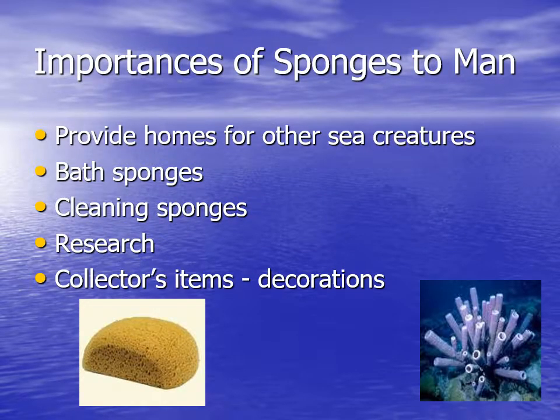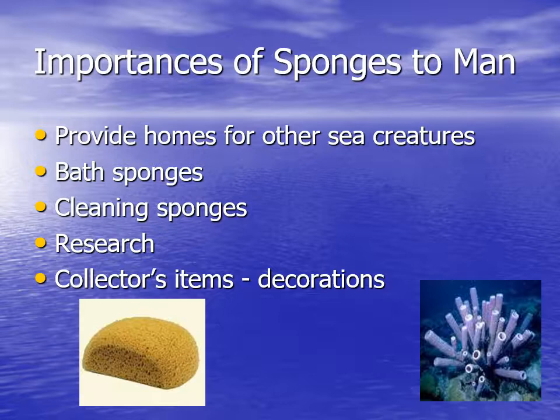Lastly, we need to discuss why sponges are important to mankind. Well, first of all, they're the basis of all animals. They're the most primitive, and from them, everything else has evolved. And so we're going to see certain characteristics of sponges that we'll see in other more developed animals later. But sponges provide homes for other sea creatures, and that's going to be important to the survival of the entire sea ecosystem, the entire ocean ecosystem.